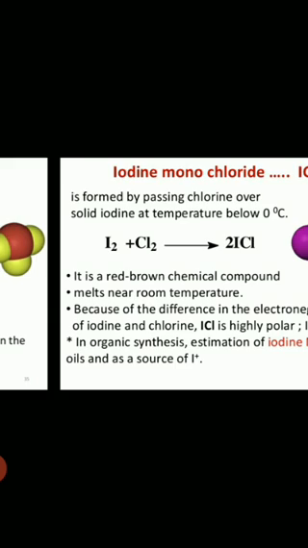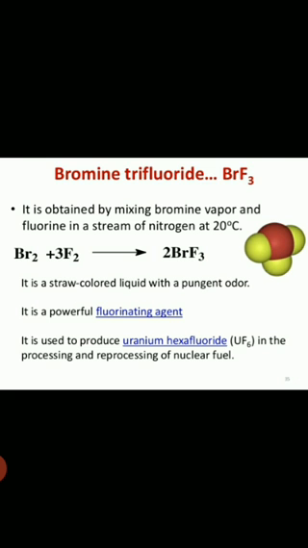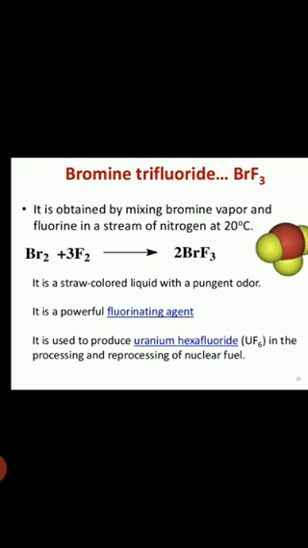Next, students, is bromine trifluoride, BrF3. It is obtained by mixing bromine vapors and fluorine in a stream of nitrogen at 20 degrees Celsius. Nitrogen provides the inert atmosphere. It is a straw colored liquid with a pungent odor. It's a powerful fluorinating agent. It is used to produce uranium hexafluoride in the processing and reprocessing of nuclear fuel. So in BrF3, students, which atom will be bigger in size? Br, right? It is shown by the red one, and the green one is showing the fluorine atoms.